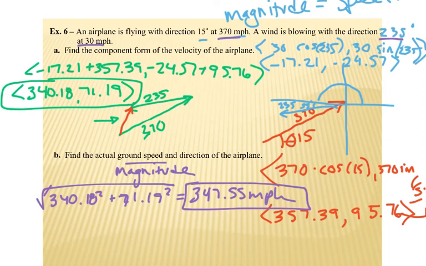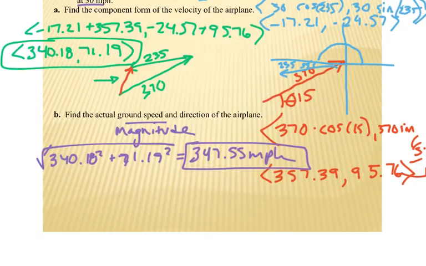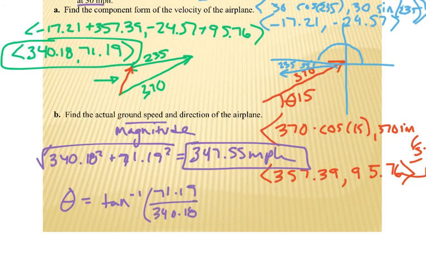And then the direction angle is going to be the tangent inverse of the y value, which was 71.19, over the x value, 340.18. So tangent inverse of 71.19 divided by 340.18 inside of the parentheses in degree mode is 11.82 degrees. And so that's what this would potentially be. But of course I drew it funky, so. Alright.